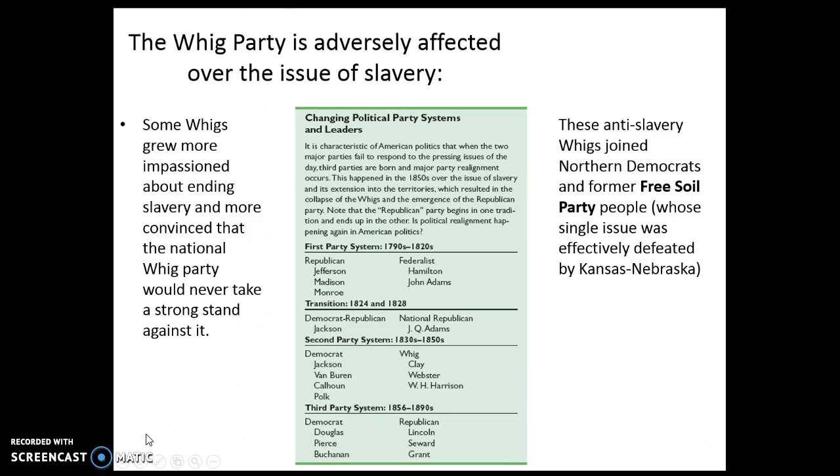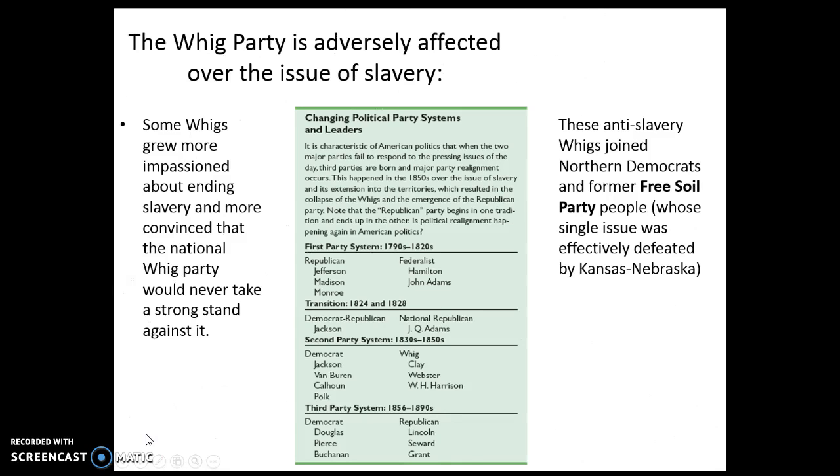So when we left off in period 4, the Whig Party is one of our two major political parties, and you can see this breakdown. We start with the first political party system with the Republicans of Jefferson and the Federalists of Hamilton. Then we get into Democratic Republicans of Jackson and the National Republicans with John Quincy Adams, and then we break off into Democrats and Whigs, and then eventually we get into our modern political party system between Democrats and Republicans.